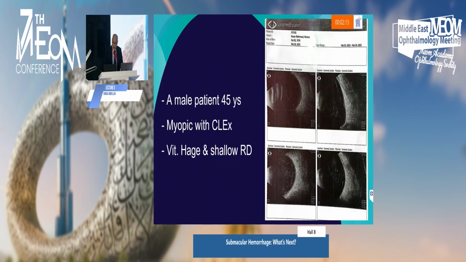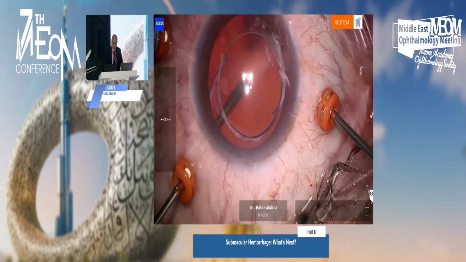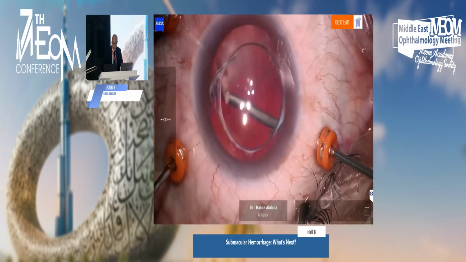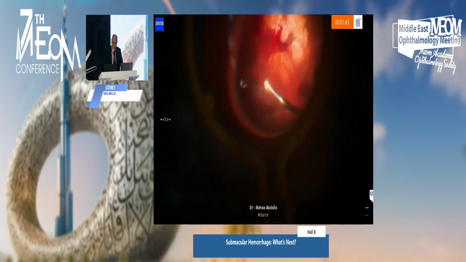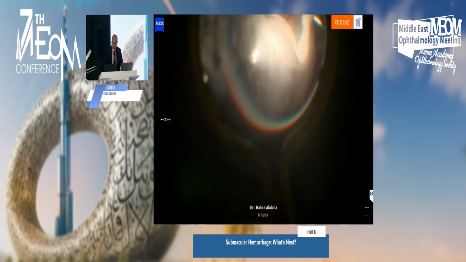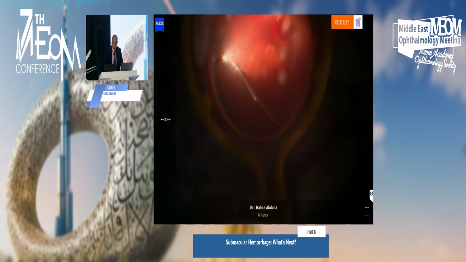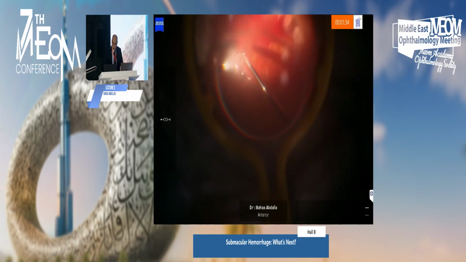This is another entity, another case: a male patient, 45 years, myope, who came after clear lens extraction, complaining of diminution of vision. By sonar, there was vitreous hemorrhage and shallow retinal detachment. Pars plana vitrectomy was done with removal of the vitreous hemorrhage. After removal, I discovered there was shallow retinal detachment and submacular hemorrhage.